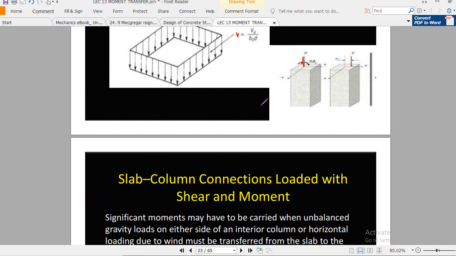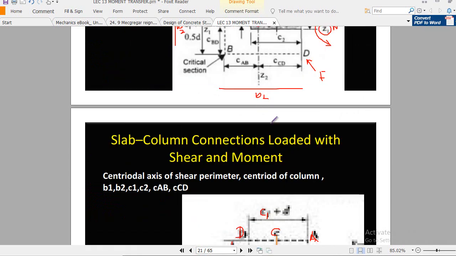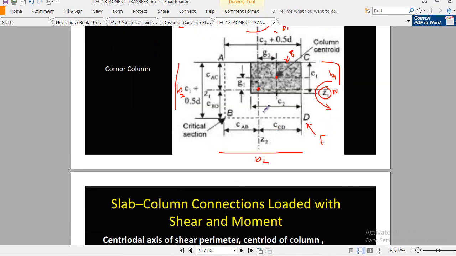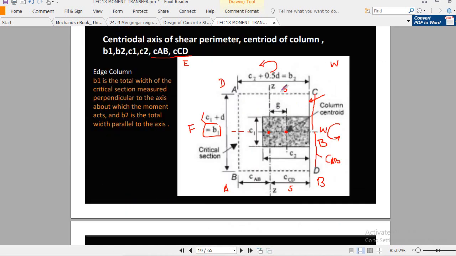Okay, in this case you see that in the case of the interior joint, both VU and unbalanced moment act over the centroid, which passes through the column centroid as well. But in the case of the corner column, it acts over this point. And in the case of the edge column, it acts over this point. So here you have VU and here you have unbalanced moment.